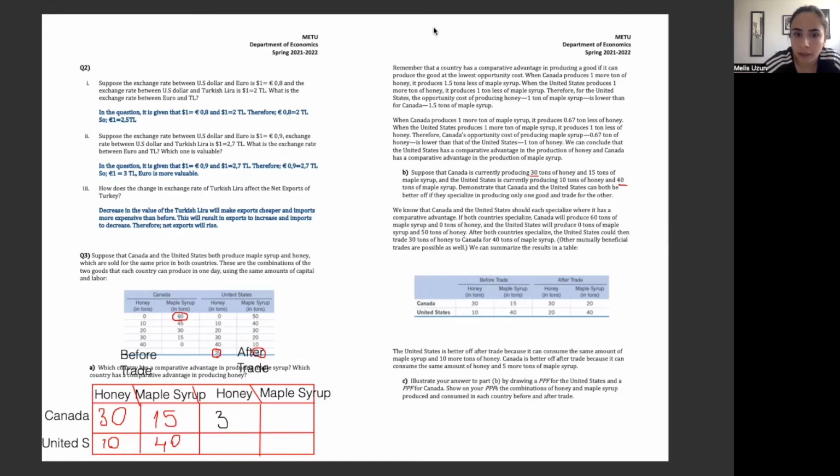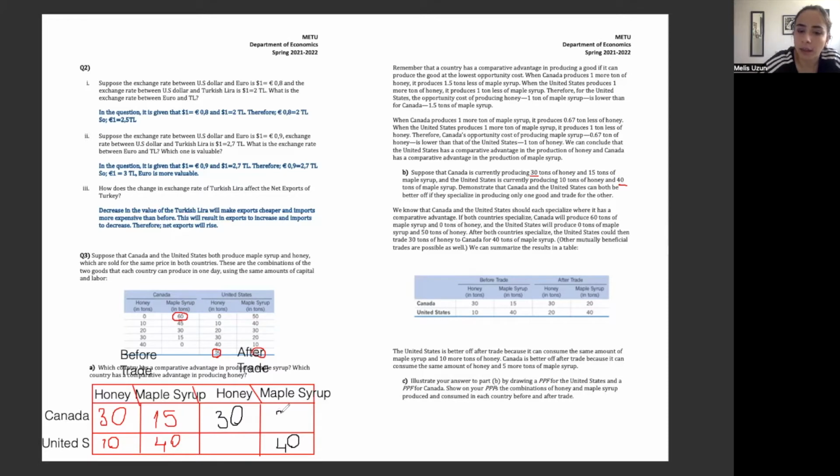So it will get the honey from United States. And United States will produce only honey, but it produces 40 tons of maple syrup. So if United States will produce only honey, it needs to get maple syrup from Canada. So it will get 40 tons of maple syrup from Canada. So Canada was producing 60 tons of maple syrup, and Canada gave the 40 tons of it to United States.